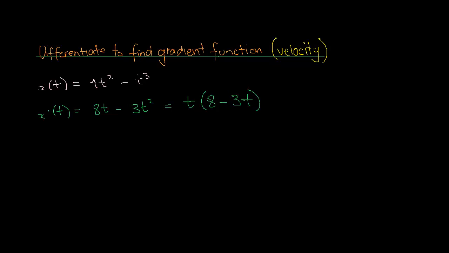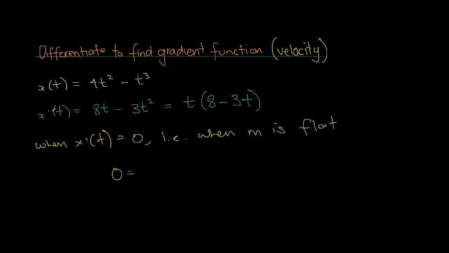Cool. So when x dashed of t equals 0, that's when the gradient is flat. So I'll say, i.e., when the gradient is flat. So then we're going to have 0 equals, we've just put a 0 in here, t times (8 minus 3t). So t will equal 0, or this part here will equal 0.